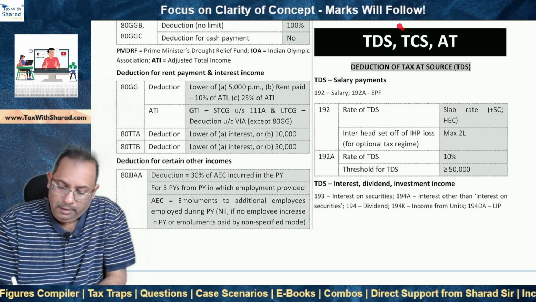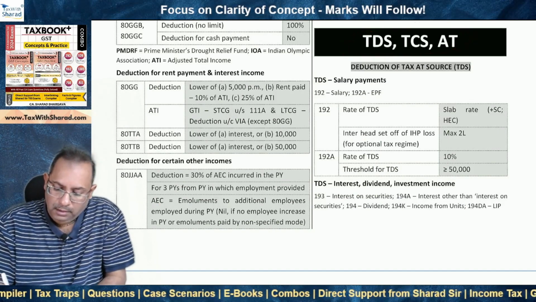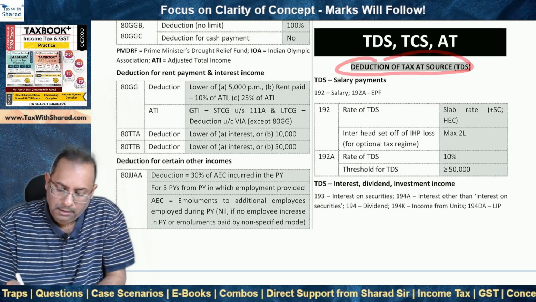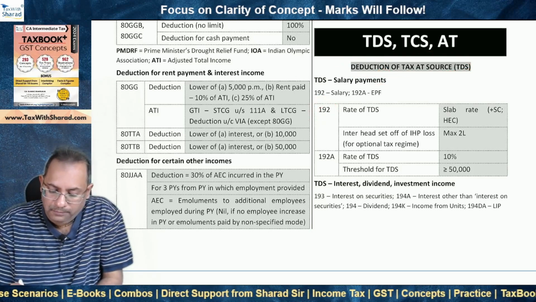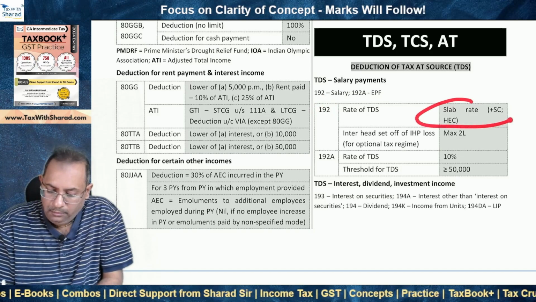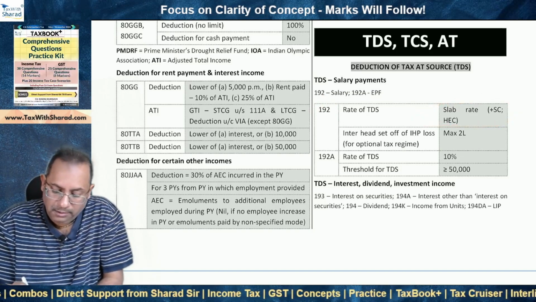We will now cover TDS, TCS and advance tax. First we cover deduction of tax at source, which is TDS. TDS on salary payments. Section 192, TDS on salary. What is the rate of TDS? It is a slab rate. We add surcharge and HEC at 4%.